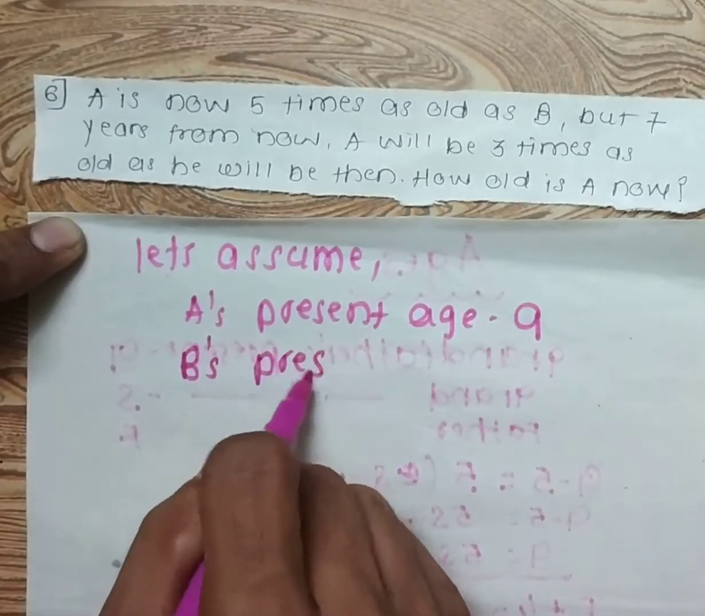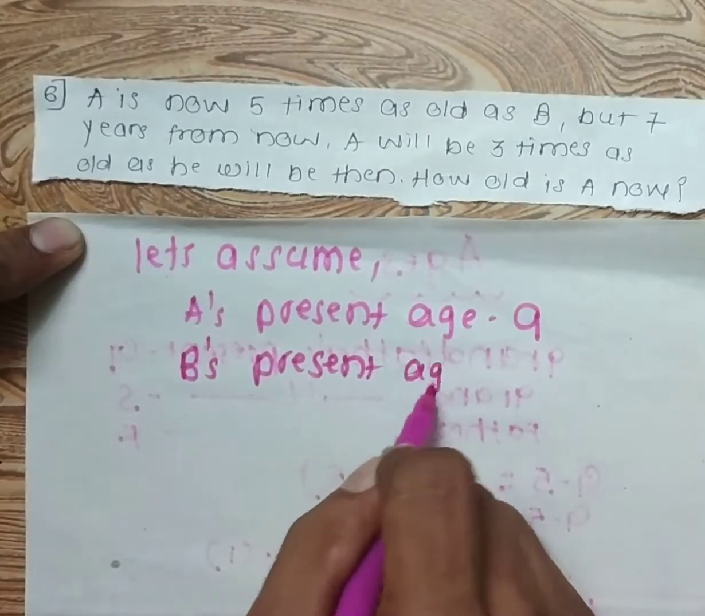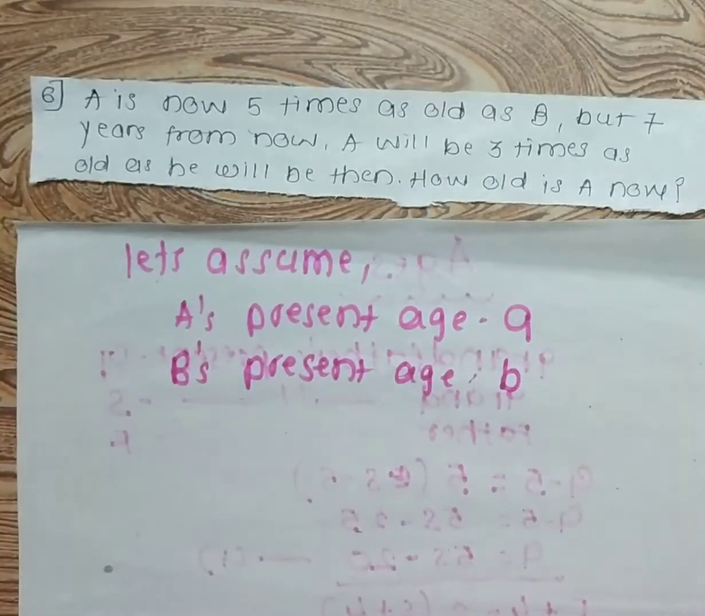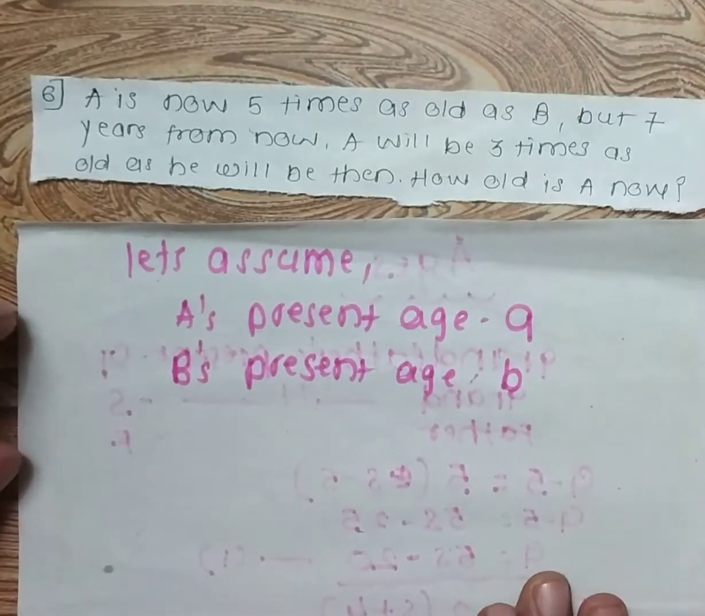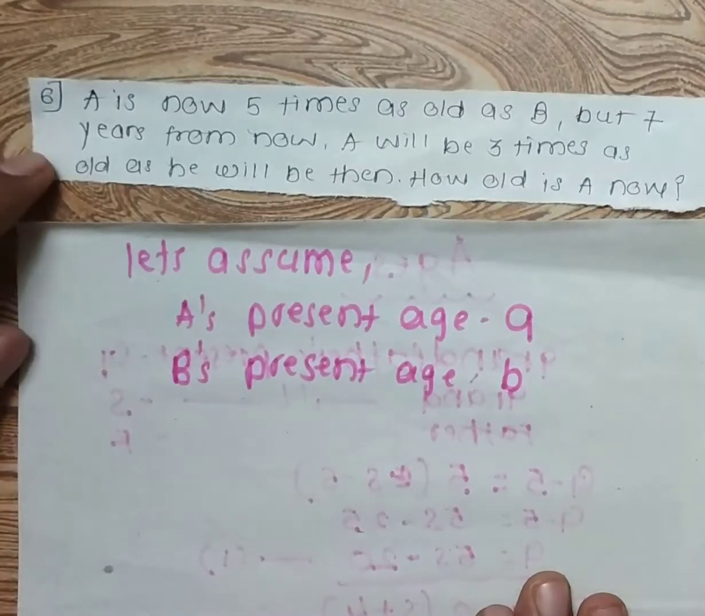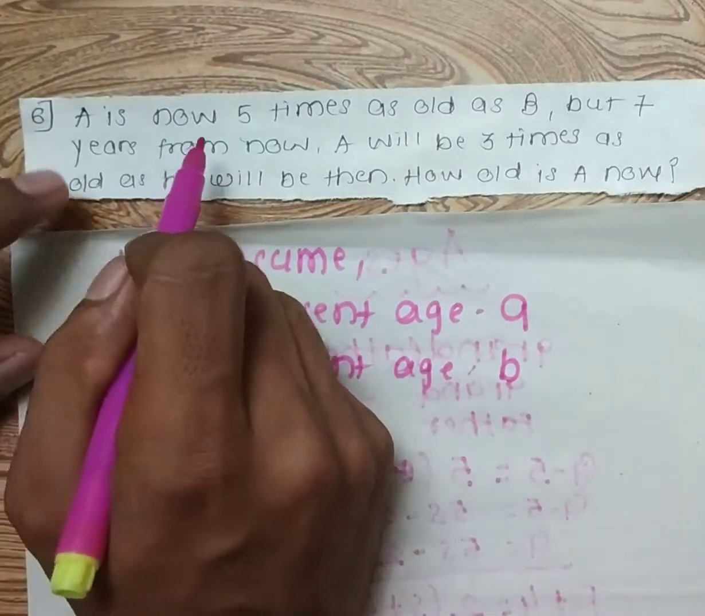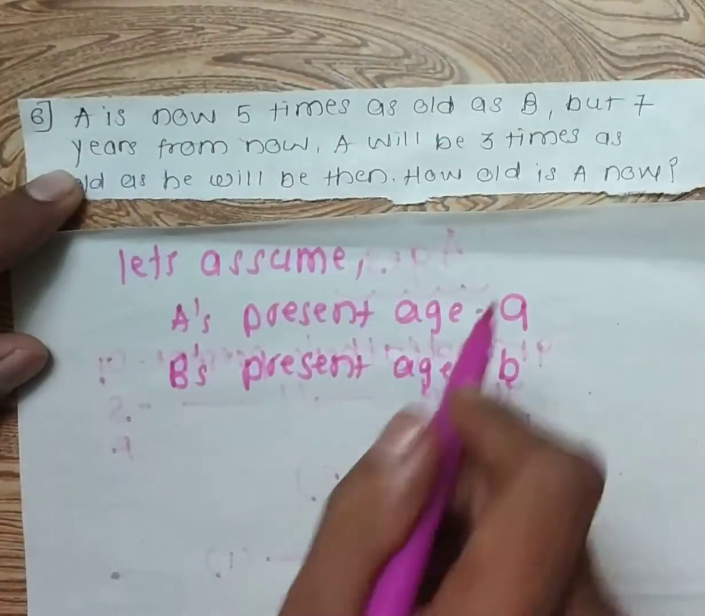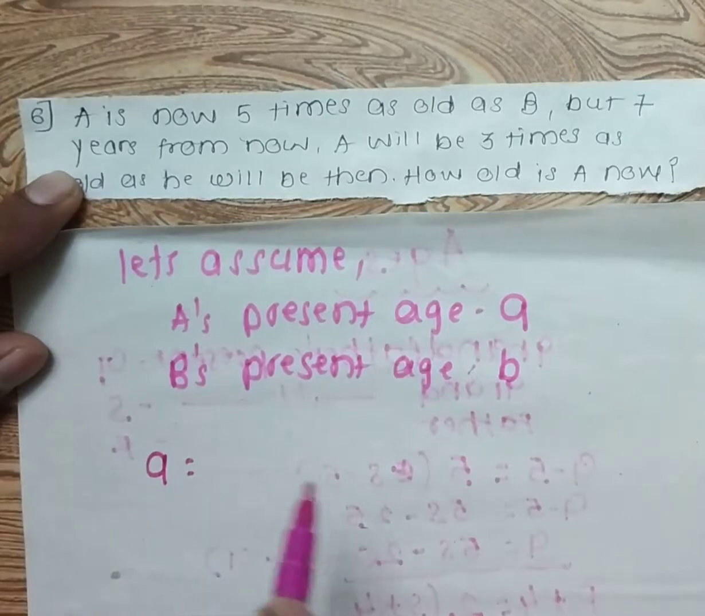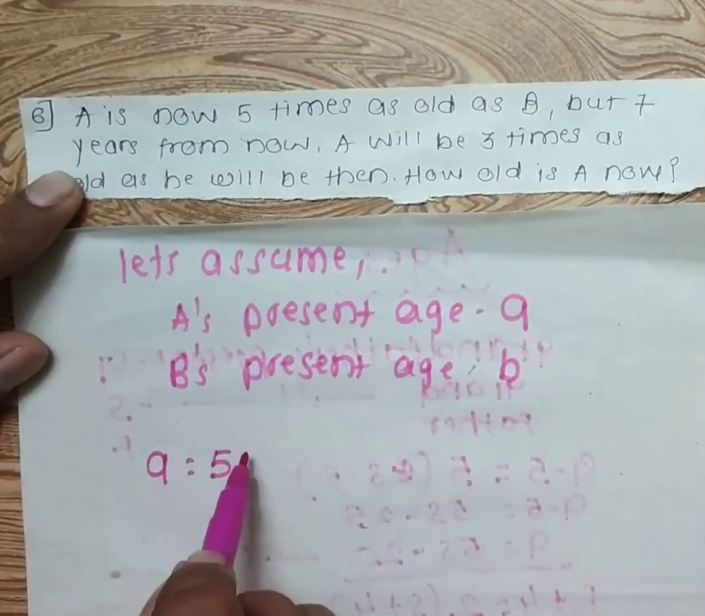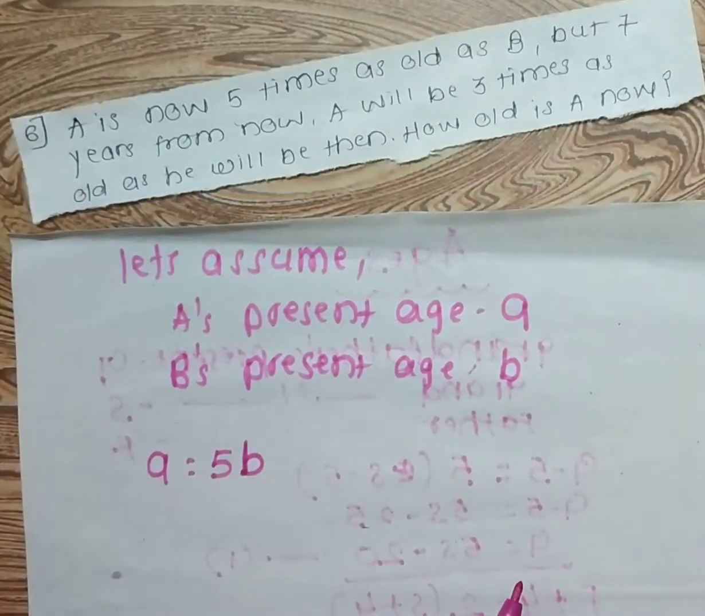Similarly, B's present age is B. Because we don't know the ages of A and B, we just have to assume the present ages of A and B as A and B. You can put anything here, any character, it doesn't matter. Let's see what the question is. A is 5 times as old as B. So I can write here A is equal to 5B.